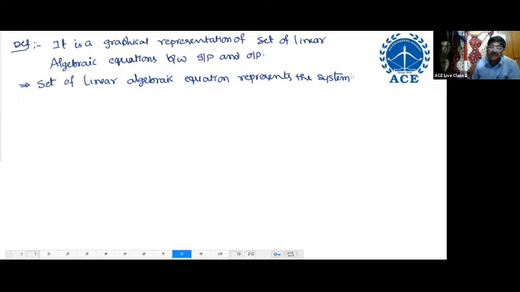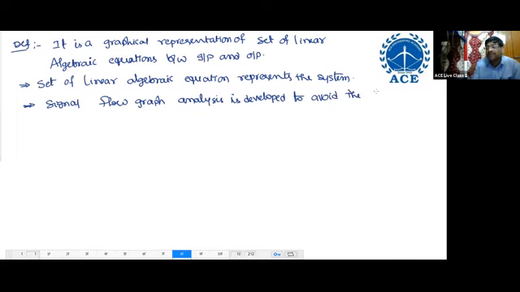ठीक है ना? So signal flow graph analysis is basically developed to avoid the mathematical calculations.